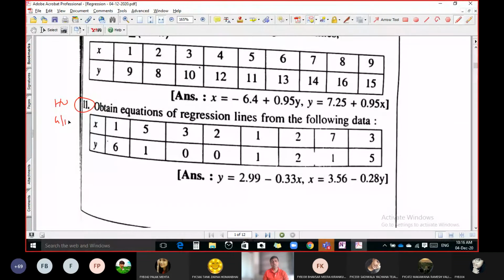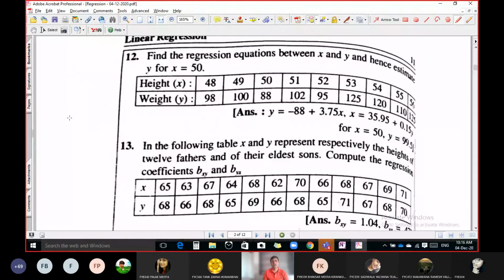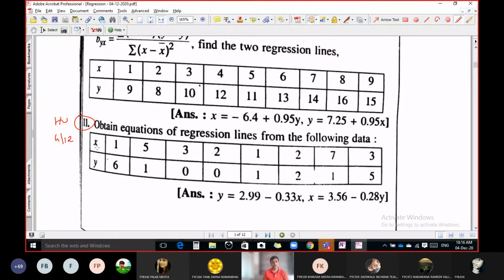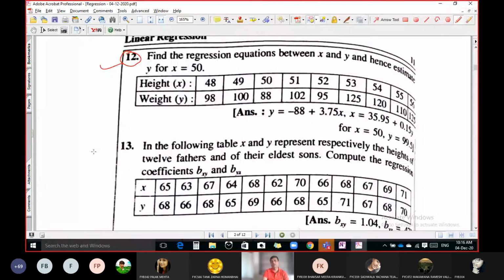How to solve this question, that we will discuss in question number 12. Let us do question number 12. Let us start. See, what is the difference between question number 11 and 12? Only one difference. Here x and y are given, but the values are slightly higher than all these values. So our first step is to reduce the values. Now, any of you know how to reduce these values? What is the process? What to do?